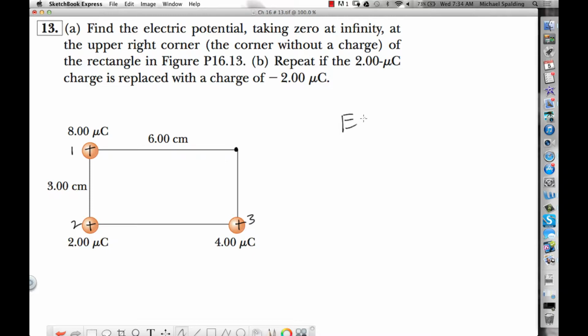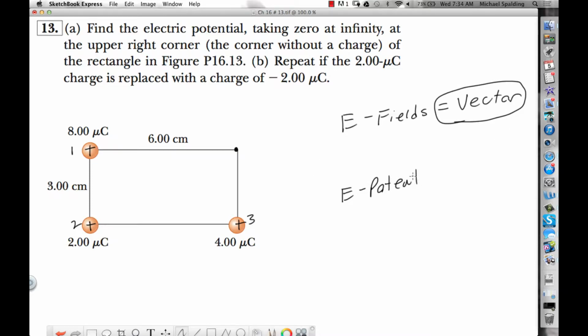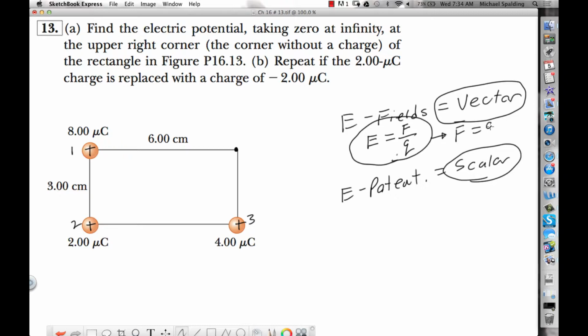Electric fields are vector. Electric potential is scalar. Now, why is this? Don't just memorize this. Well, think about it. What's the definition of an electric field? If you look at the basic definition for an electric field, it's force per charge, right? And if you take that equation and rearrange it, you get the very familiar F equals QE. Remember that? QE, just like in the gravitational field, it's mg. I wrote a very famous song about that.